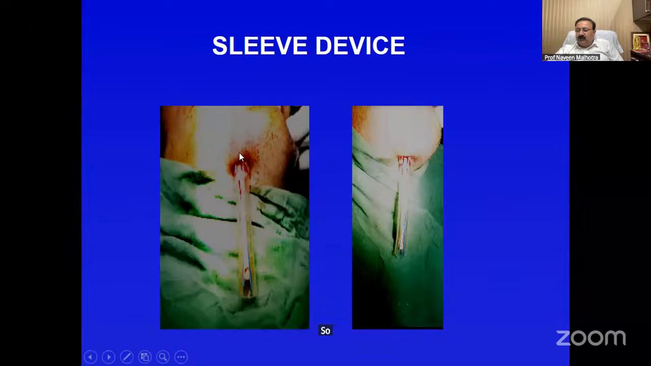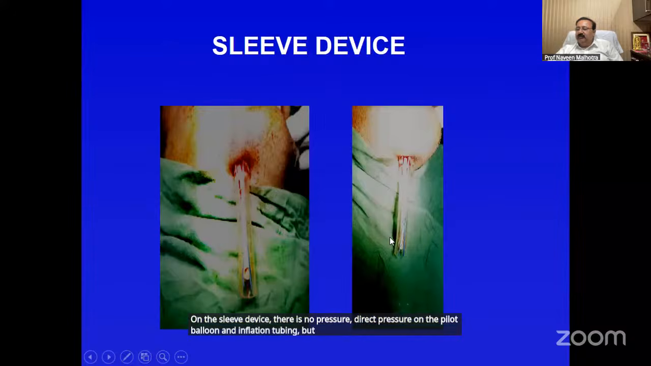So we put the inflation tubing and the pilot balloon inside this sleeve and applied pressure on this sleeve, so that there was no direct pressure on the pilot balloon and inflation tubing, but on the sleeve device.